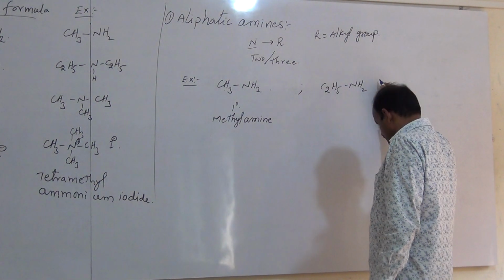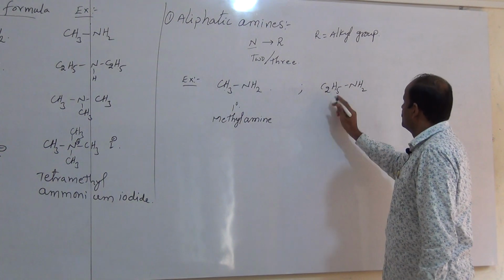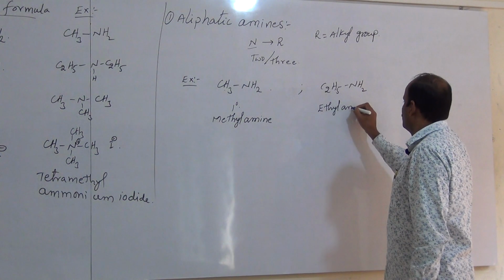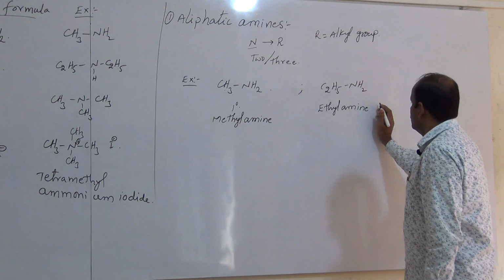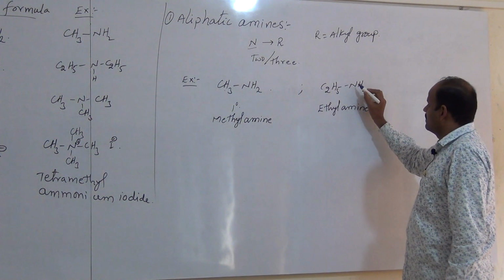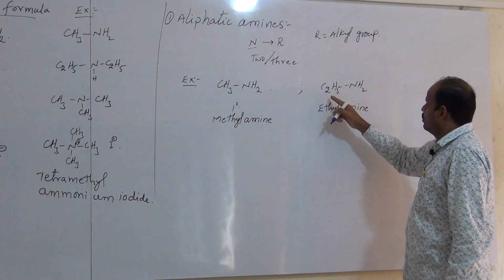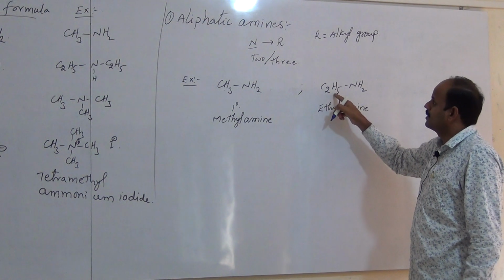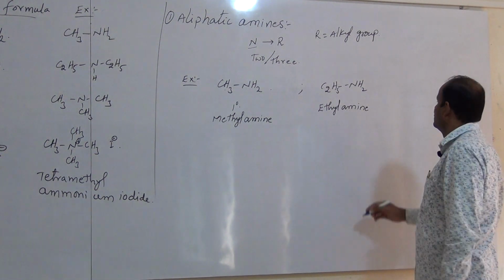And take another example, C2H5NH2. Here C2H5 is the ethyl group and NH2 is the amine. In this ethylamine, the nitrogen atom is attached to 1 ethyl group. Ethyl is nothing but an alkyl group. Hence it is also called an aliphatic amine.